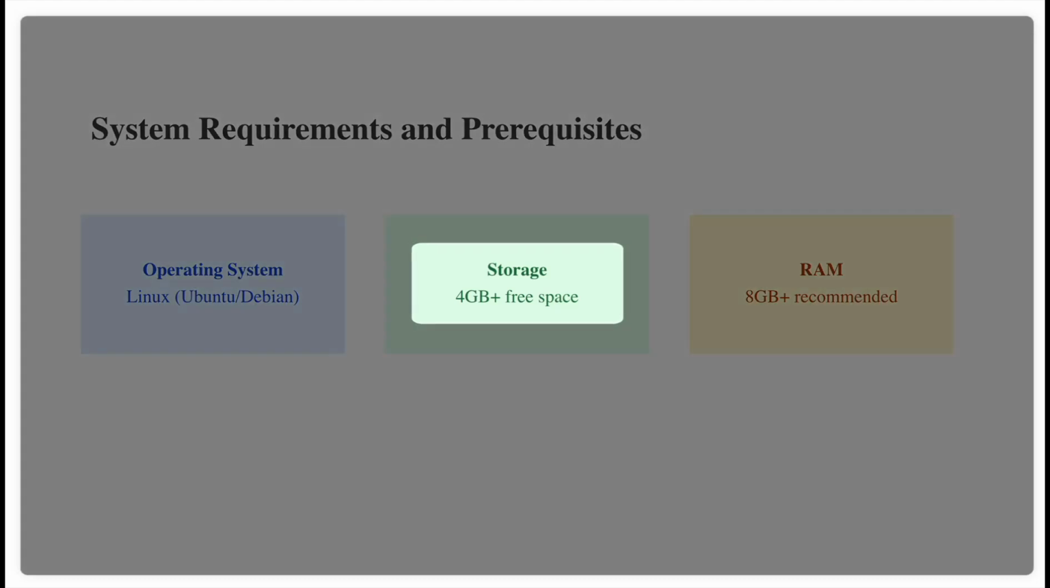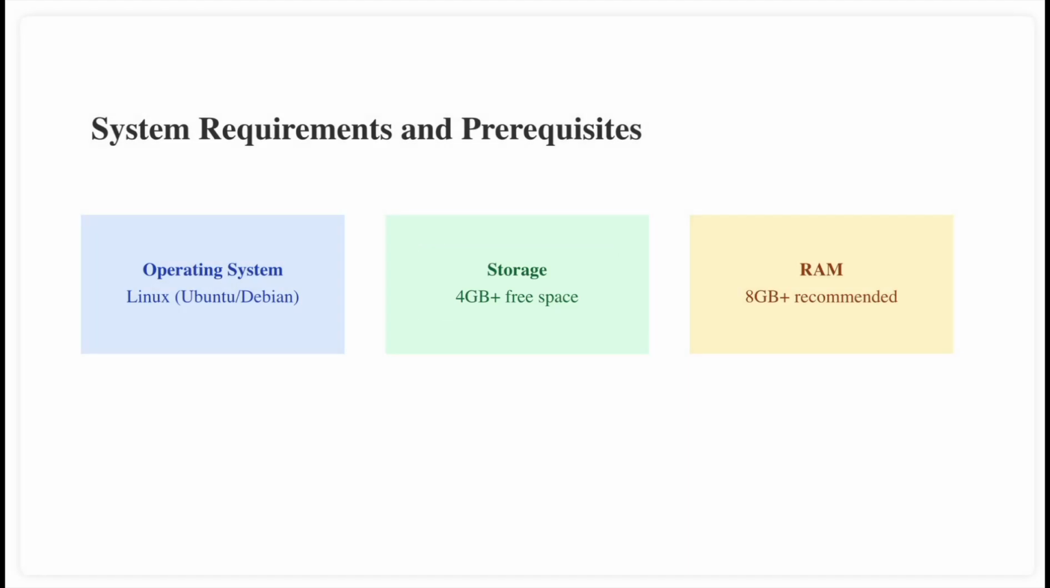Second, storage space. You'll need at least 4 gigabytes of free space. This is where the AI model files will be stored. Keep in mind that larger models may require more space, so having extra room available is always a good idea.